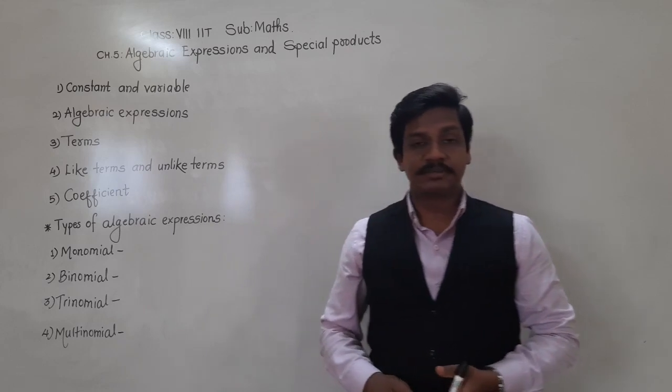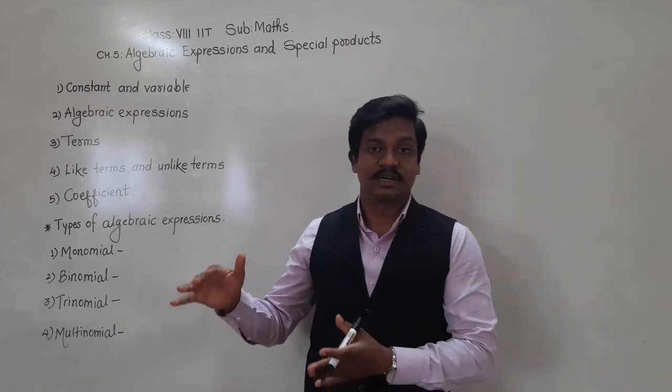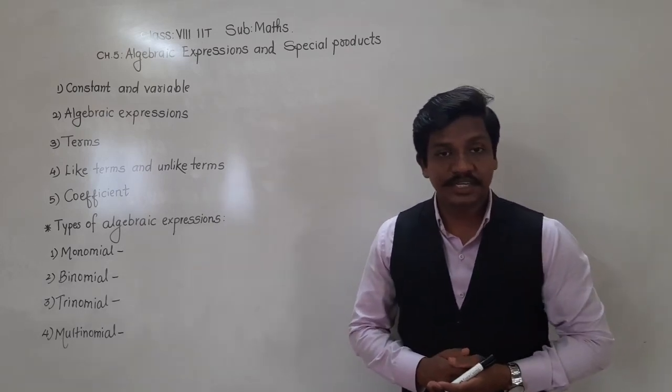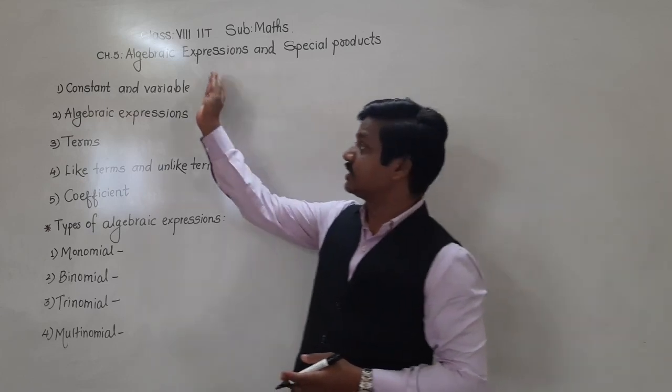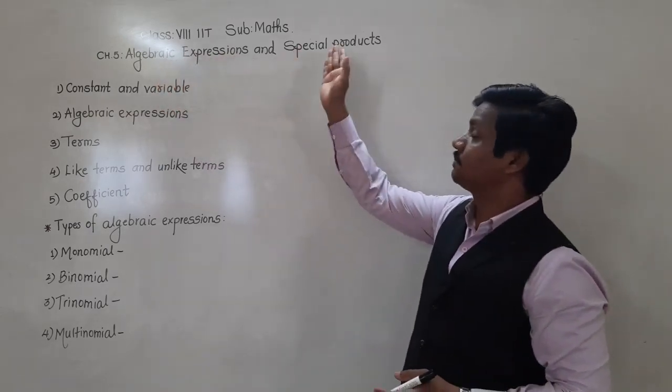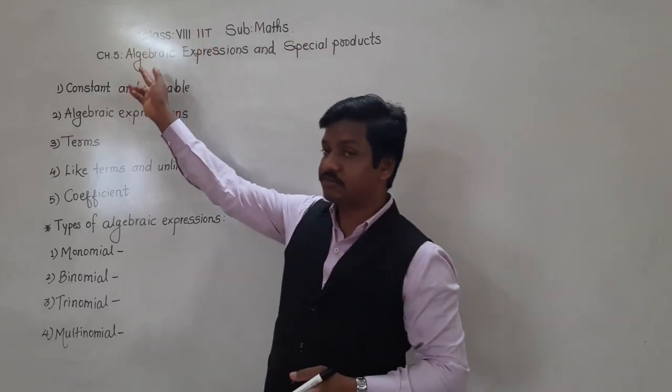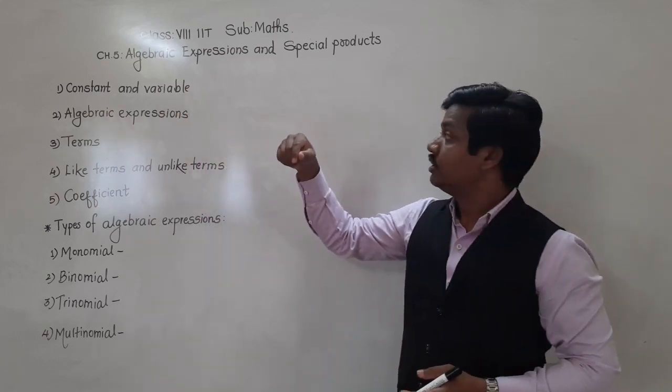Now you know what algebra means. You are familiar with this word algebra. So in this unit, algebra, the first chapter is algebraic expressions and special product. It is chapter number 5 of the whole textbook.